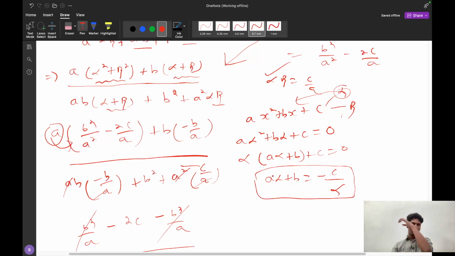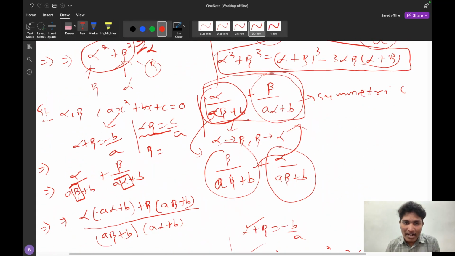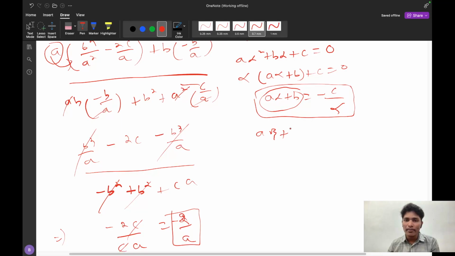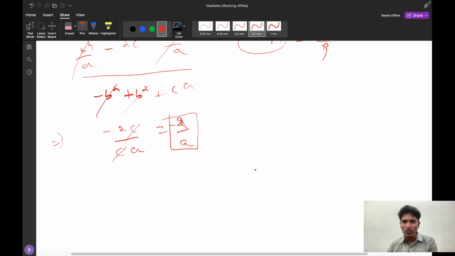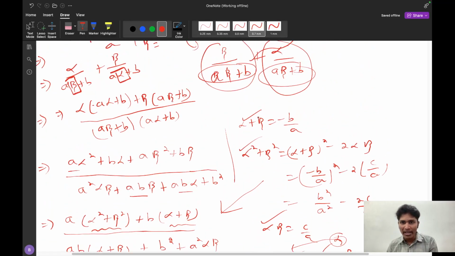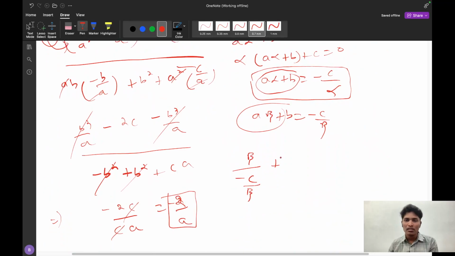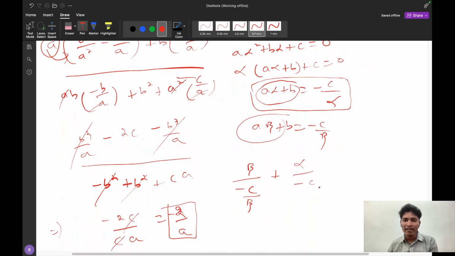Is it wrong or not? It is not wrong. It is correct. A alpha plus b, what is a alpha plus b? A alpha plus b is the required answer. That is here, a alpha plus b is this answer. And if I again substitute beta here, I will get a beta plus b as minus c by beta. So these two denominators here, I can replace by these values. That is beta divided by a beta plus b, where b value is minus c by beta, plus alpha divided by minus c by alpha.